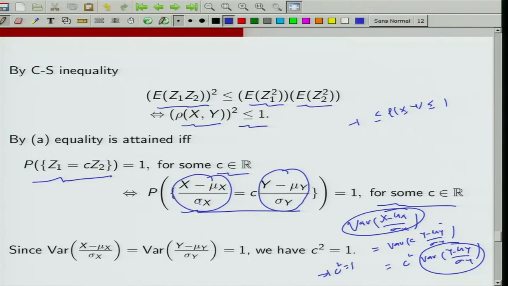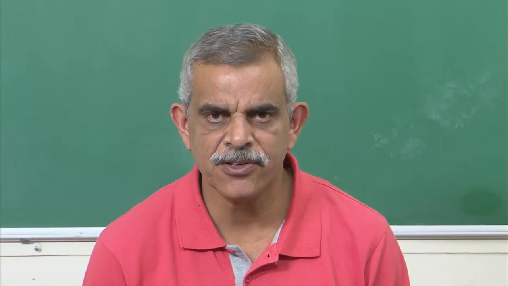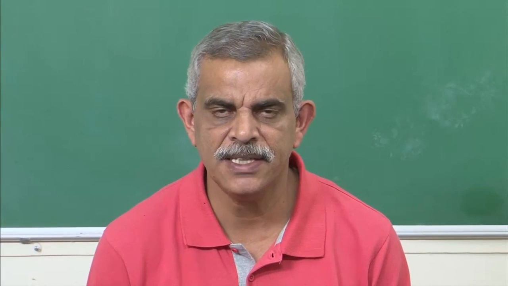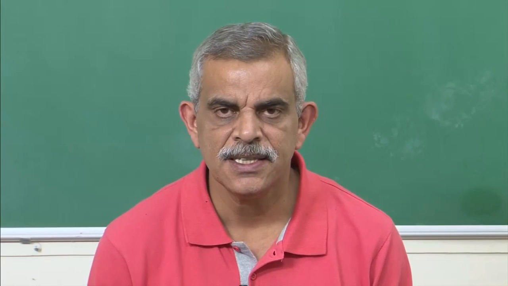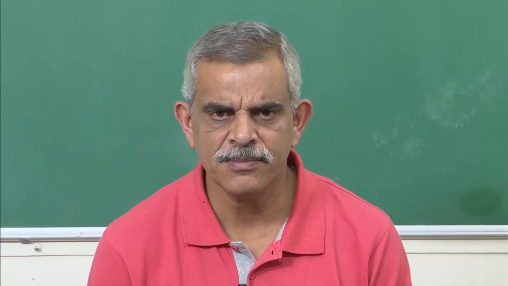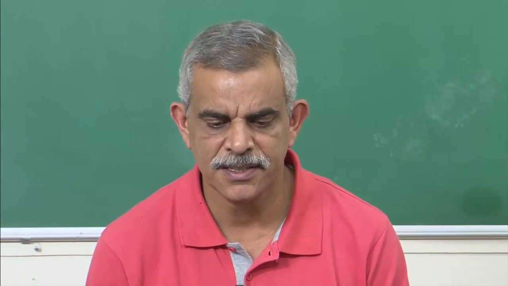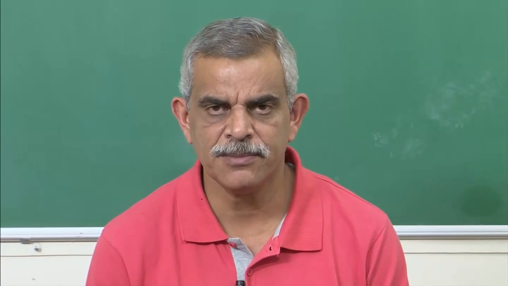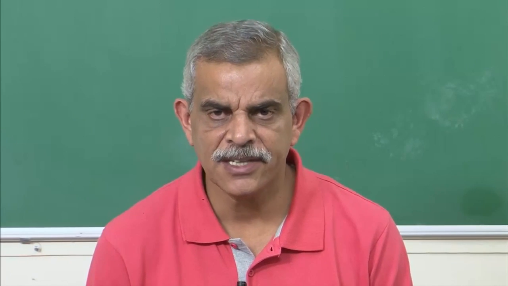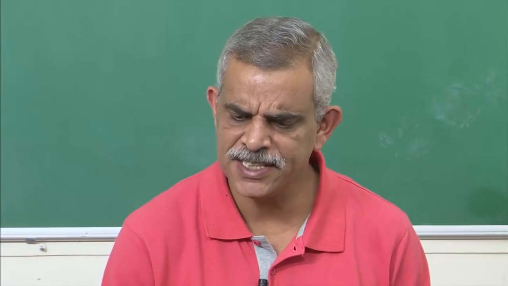So, a very interesting thing: correlation can, in some sense, be used to see if x and y are linearly related or not. If, for example, rho x y is close to 1 in absolute value, that would say that x and y are linearly related. But if it is far away from 1, that does not mean that they may not be related. They may still be related. At the same time, if the correlation between x and y is 0, I cannot conclude anything about their relationship. Now, let me give this as a take home problem.